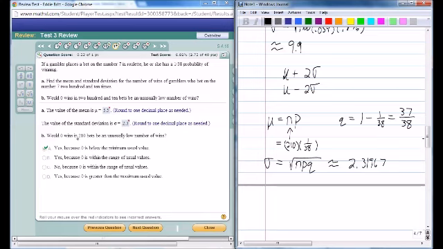Would 0 wins in 210 bets be unusually low number of wins? Just if you didn't know anything about statistics and you had bet on something 210 times, I'm not saying like a lottery ticket. I'm saying like roulette or something, to that effect. You bet on 210 times and you didn't win any of those times, then of course that's unusual.